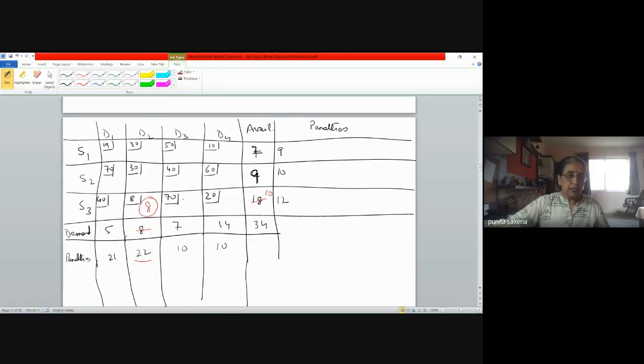Now, in this case, my column has been satisfied, so I will cross out this column. And this will not be considered for the remaining allocations. That means no penalties would be computed here for the remaining steps.